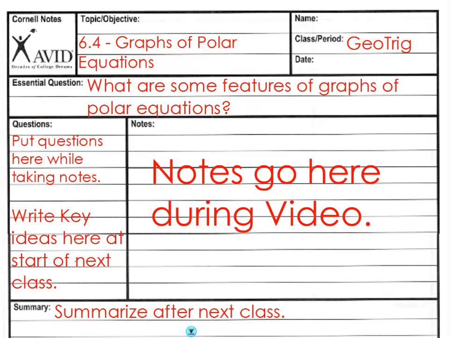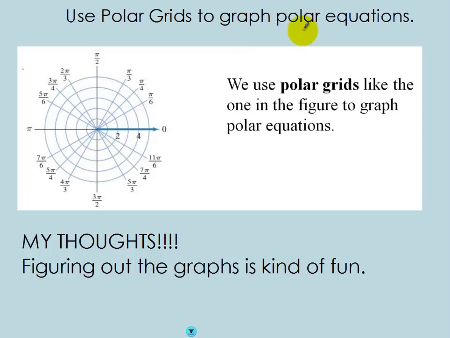Let's begin. When we graph polar equations, we want to use a graph that has polar grids. So basically instead of x and y, it's kind of like an x-axis, but it's your r-axis now, and then you put your degrees on the outside. In this case, we'll keep it in radians just to be consistent here.